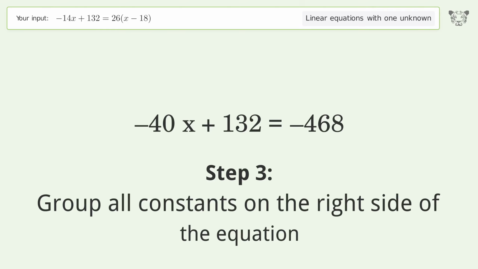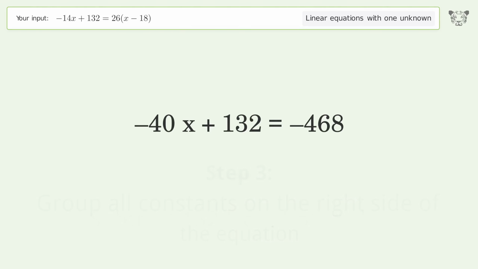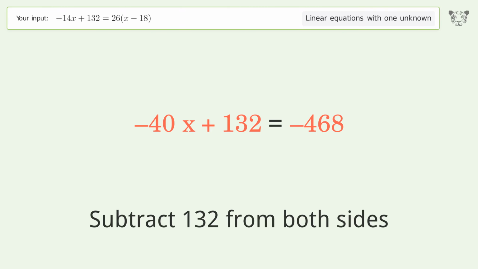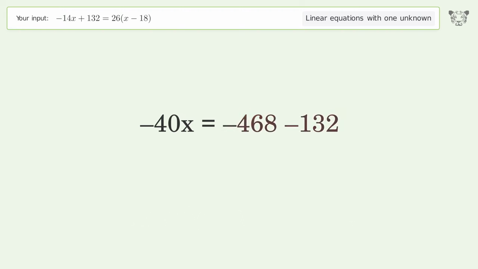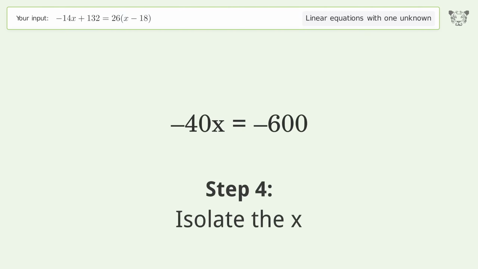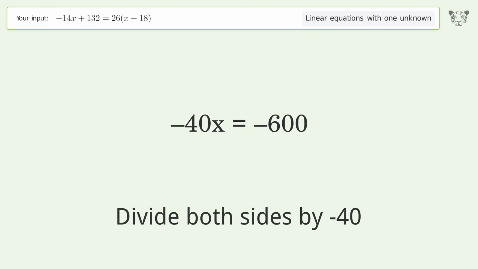Group all constants on the right side of the equation. Subtract 132 from both sides. Simplify the arithmetic. Isolate the x. Divide both sides by -40.